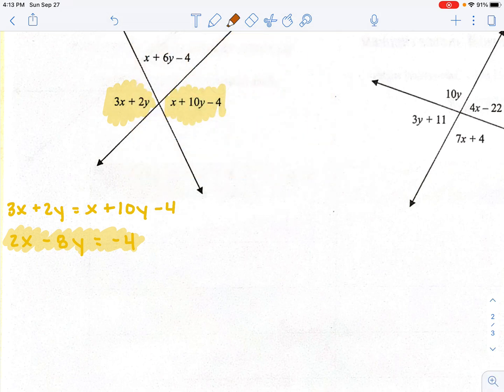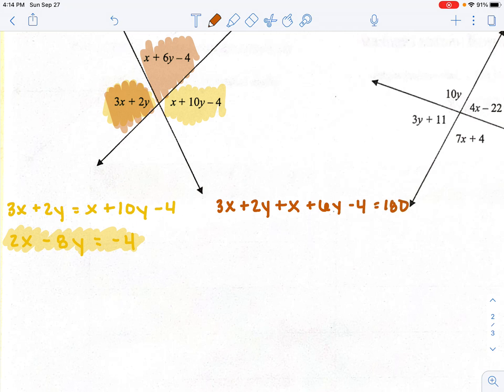Okay, so when you think of some other equation from this picture, I think that this 3x plus 2y and this x plus 6y minus 4 look like a linear pair, which means they should add up to 180. So I can say 3x plus 2y plus x plus 6y minus 4 equals 180. Let's combine some like terms. I've got 3x and x, that gives me 4x. I've got 2y and 6y, that gives me 8y. I've got that negative 4, I'm just going to add that over so I get 184.